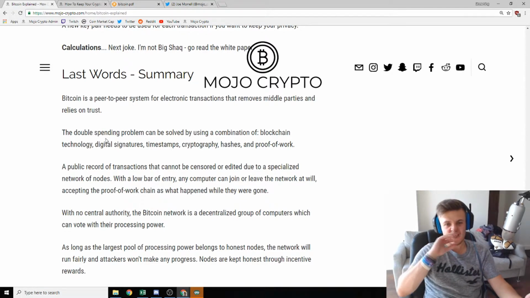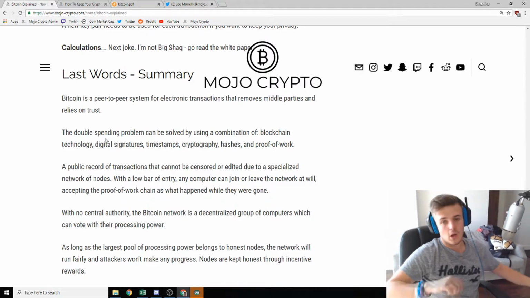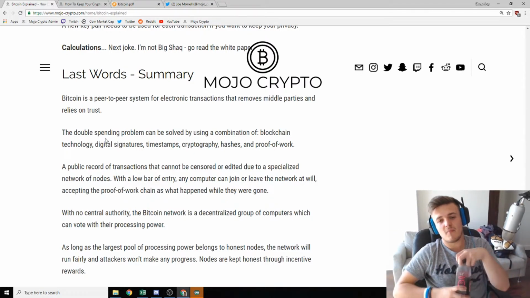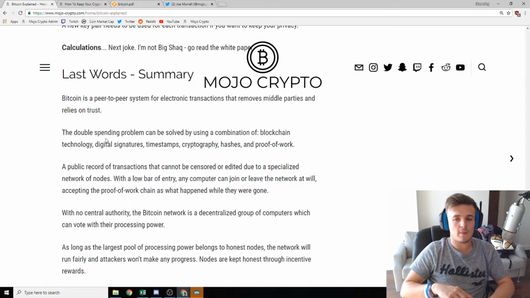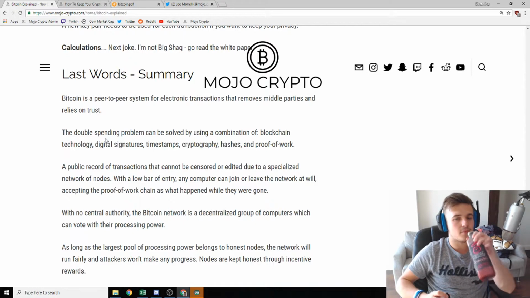That's it. The double spending problem can be solved by using a combination of blockchain technology, digital signatures, timestamps, cryptography, hashes, and proof of work.